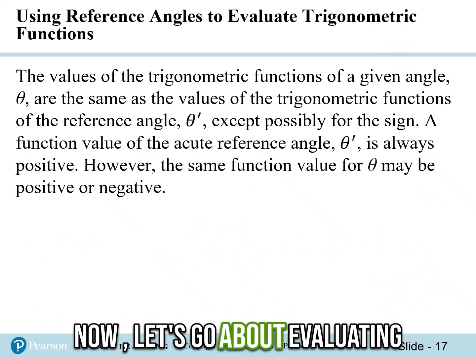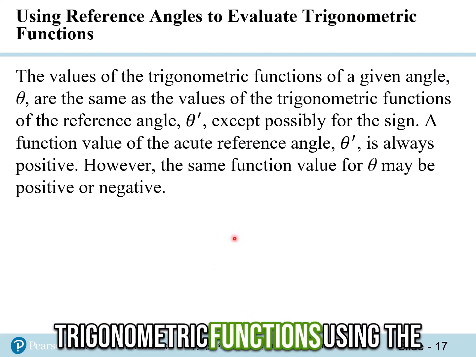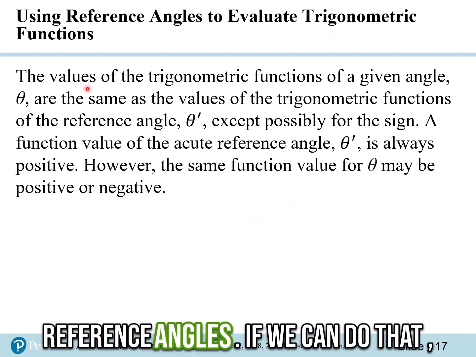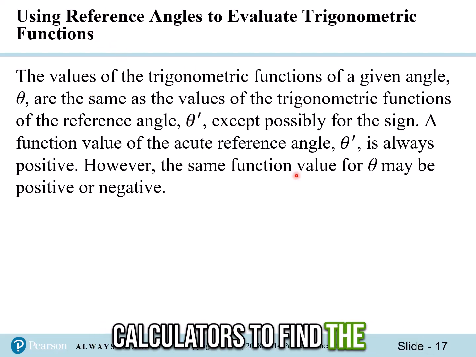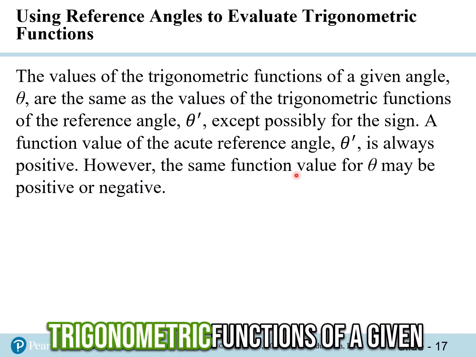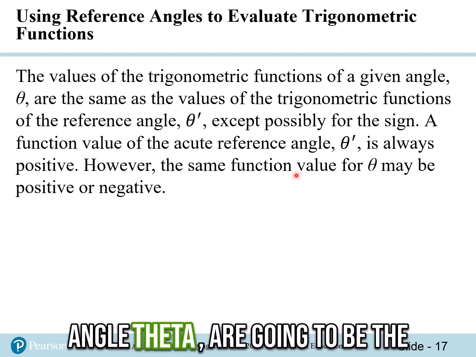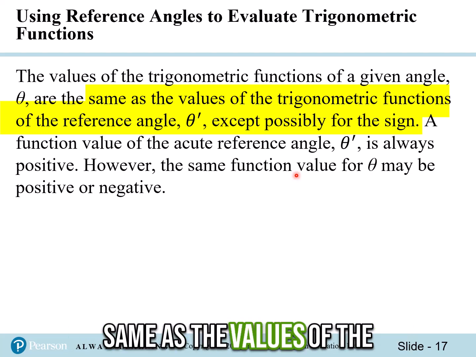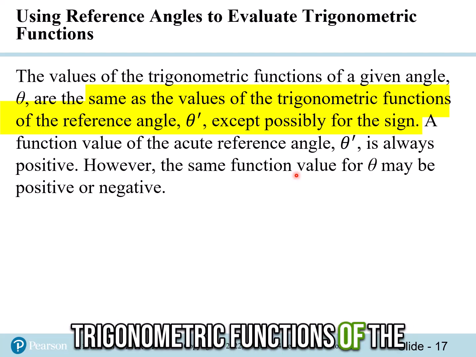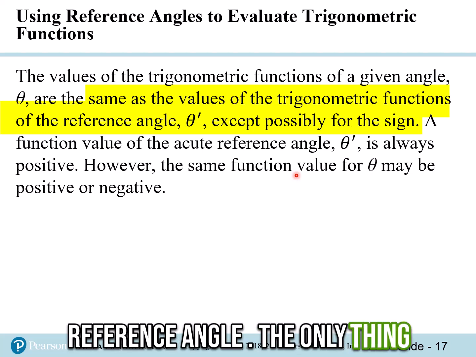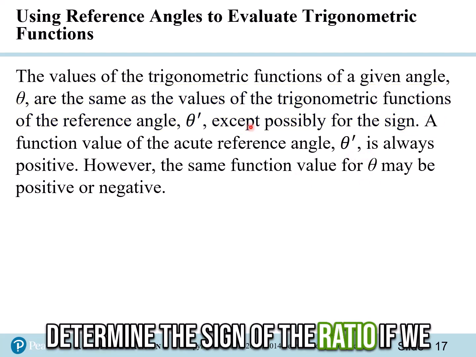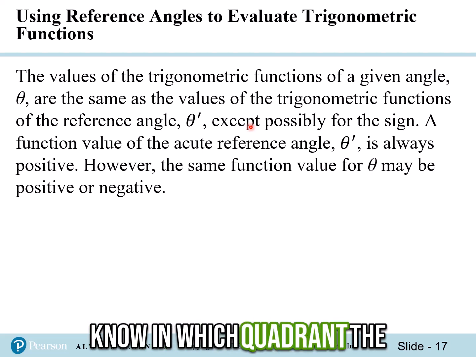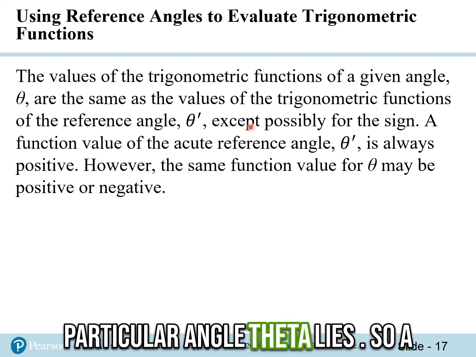Now let's go about evaluating trigonometric functions using the reference angles. If we can do that, then we will not be needing calculators to find the trigonometric ratios. Now the trigonometric functions of a given angle theta are going to be the same as the values of the trigonometric functions of the reference angle. The only thing that's going to be different is the sign of the ratio, and we can determine the sign of the ratio if we know in which quadrant the particular angle theta lies.